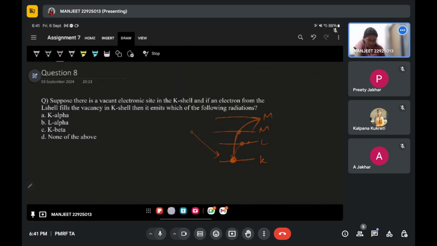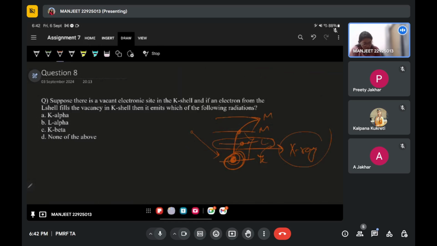Whatever the energy difference is, the photon corresponding to that wavelength will be generated, and that will give you the X-ray. So this K shell vacancy can be filled by any of the shells at a higher position. Now here the electron is coming from the L shell to the K shell. Which of the following radiation will it emit? It will be K alpha, L alpha, K beta, or the same.